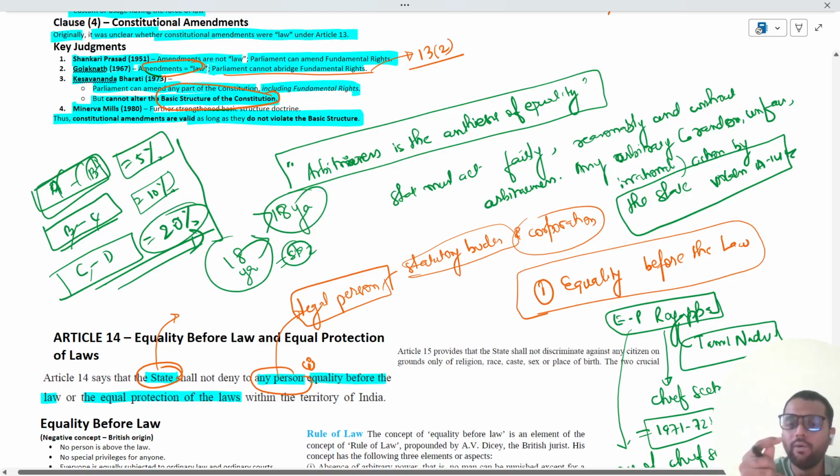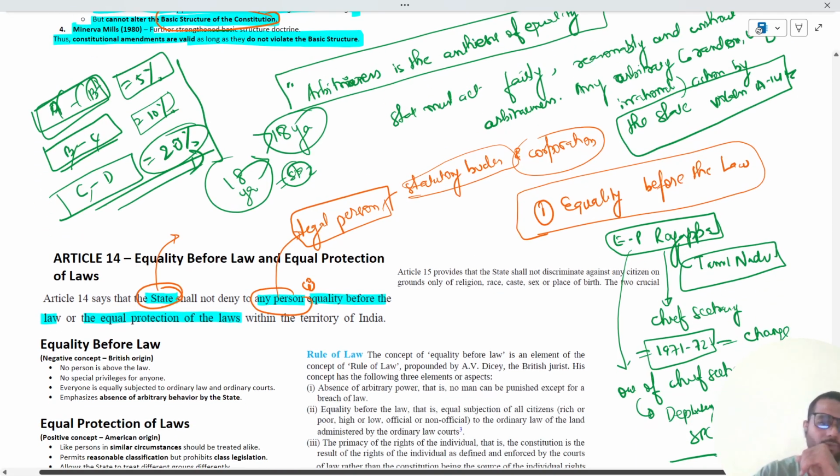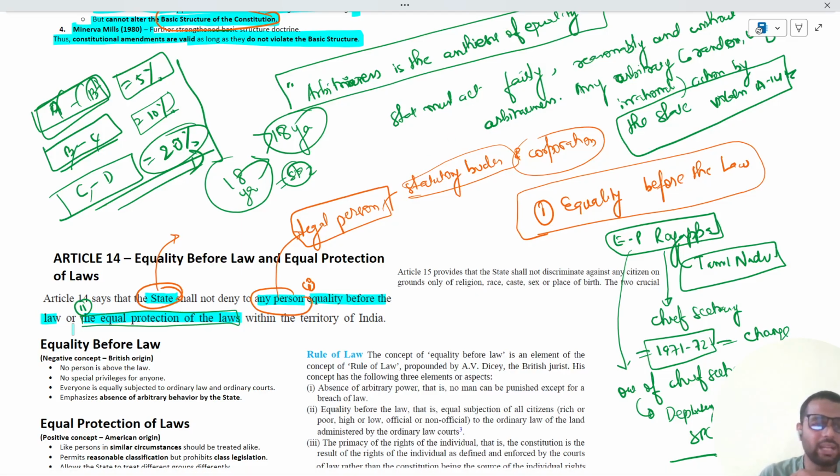Before we discuss on what ground this classification is made, let us just complete what we mean by equality before the law. Then we will go to the next part, that is called the equal protection of the law. This is the second part, the equal protection of the law. When we discuss equality before the law, it is a negative concept and taken from British origin.